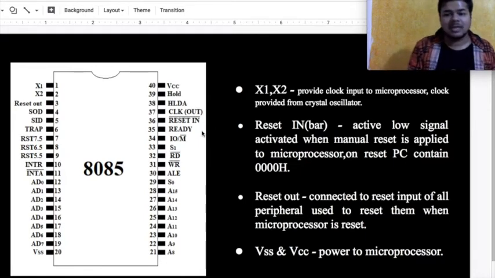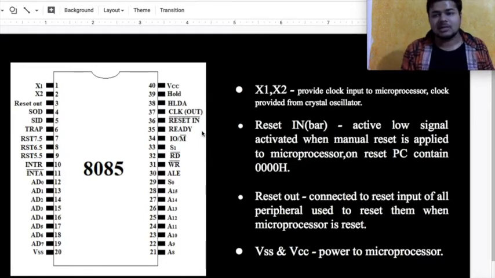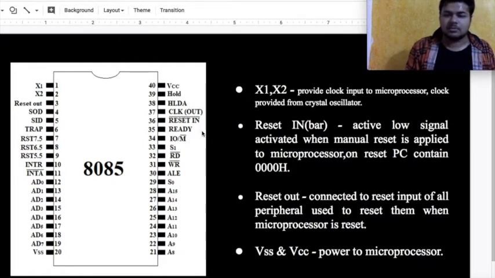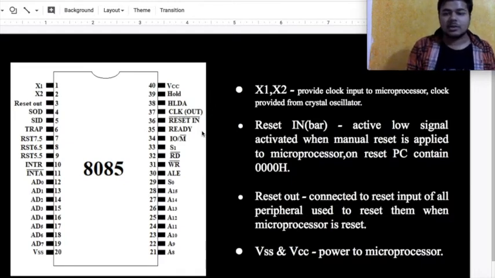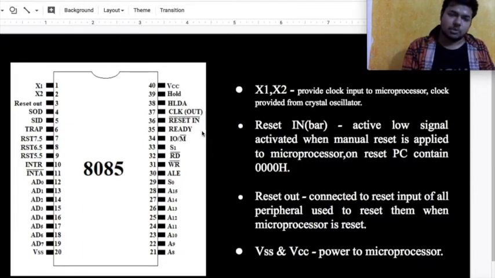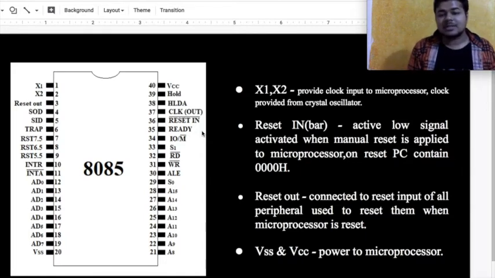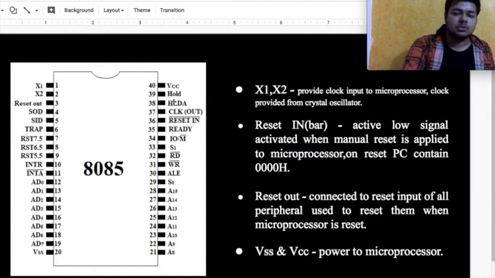What we mean by that is the PC contains the 0000H address. Basically this is a 16-bit address. I will discuss it later. Now coming to RESET OUT. RESET OUT is connected to all the external peripherals, and when we reset the 8085, through this pin all the other peripherals also get reset. And VSS and VCC are used to power the microprocessor.